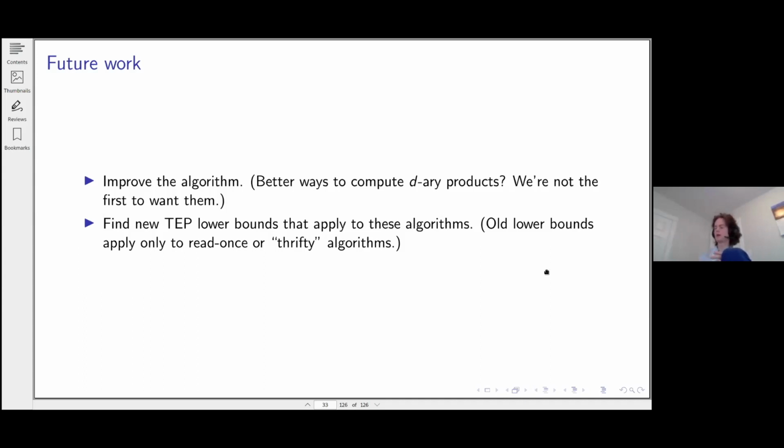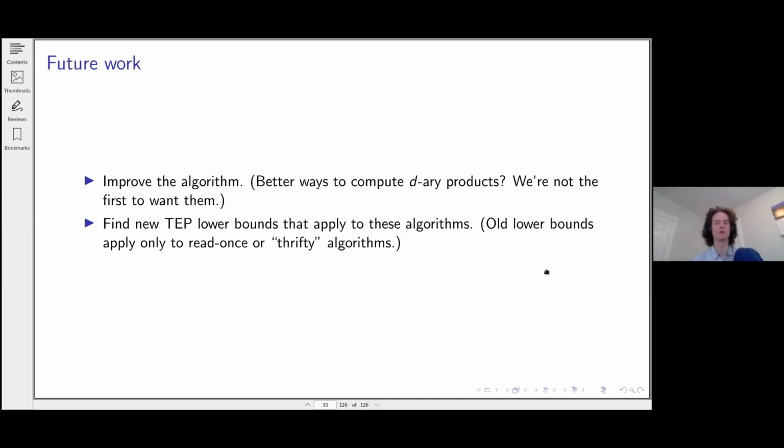So it would be nice to have some technique to do better than that. And we're not the first people to observe that this would be a nice thing to have. Another interesting direction would be lower bounds for the tree evaluation problem. As I mentioned earlier, we have some lower bounds for tree evaluation, but this new algorithm flaunts those lower bounds because it doesn't follow the rules. It's not a read-once algorithm and it's not a thrifty algorithm.